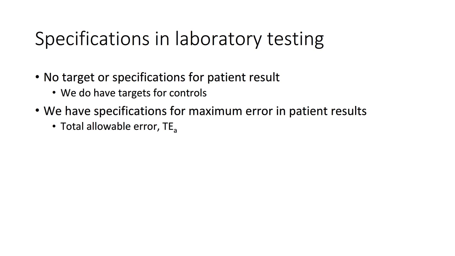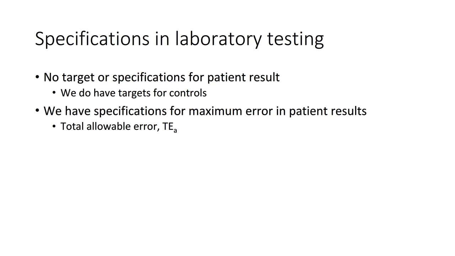In contrast, in laboratory testing, our product is information. And suppose we measure the sodium level of a patient, Joe Jones. We have no idea what Joe's true sodium level is, so we don't have a target to use for comparison. The only specification we have is the amount of error. And we don't care what the value of Joe's sodium is as long as we measure it correctly within a certain limit of error. This limit is called the total allowable error.